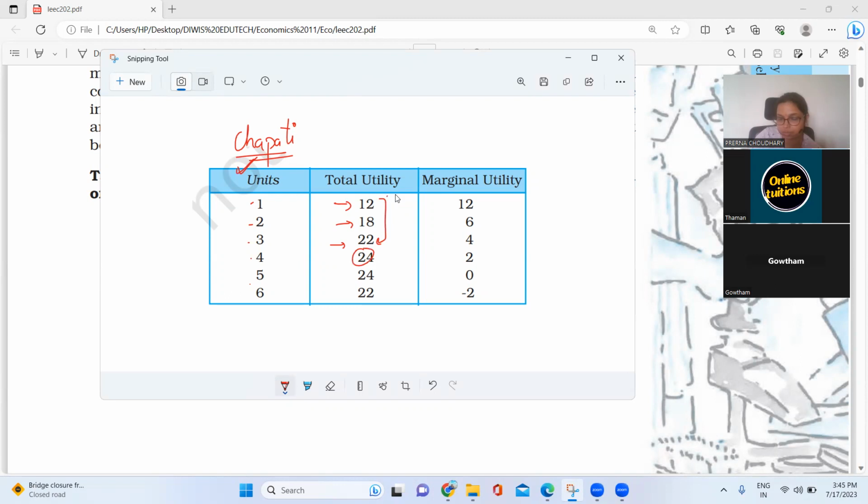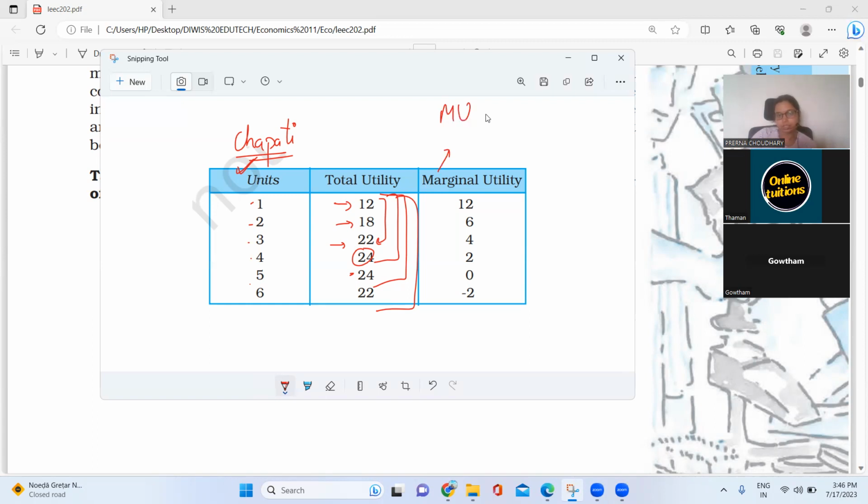For this, it's summation of all. For this, it's summation of all. For this, it's summation of all. Getting my point? It's not that from the first chapati you have got 12 utility. Total means addition of both the chapati. For the first chapati, I got 12 units of satisfaction. From first and second, both chapati, I got 18 units of satisfaction. From first, second, and third, all three chapati, I got 22 units of satisfaction. This is the meaning of total utility.